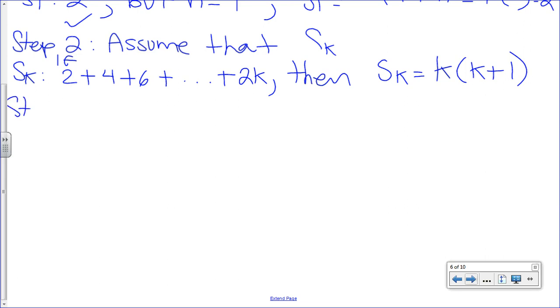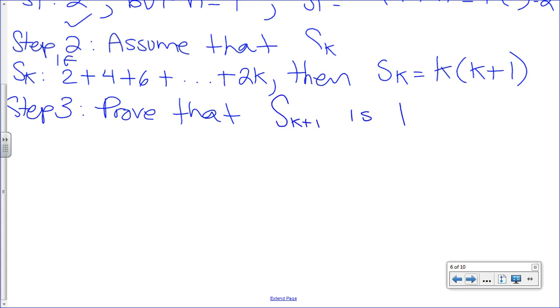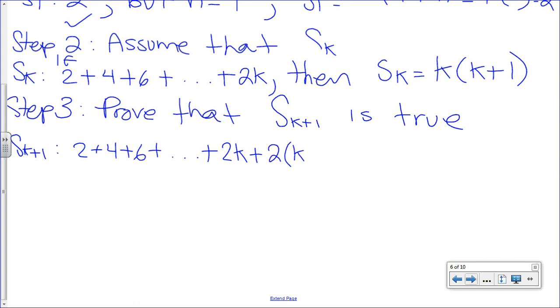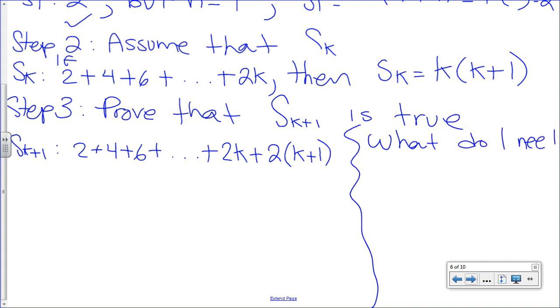Now let's go to step 3, and that one is we need to prove that s sub k plus 1 is true. So first I'm going to write them in expanded form: 2 plus 4 plus 6 plus, and then plus 2k plus 2 times k plus 1. You guys see how the 2 is outside parentheses. So what we're trying to prove, what do I need to prove? Okay, so what we need to prove is this.